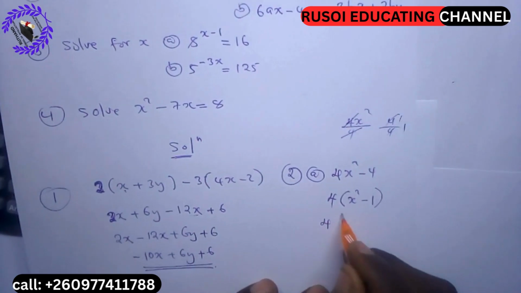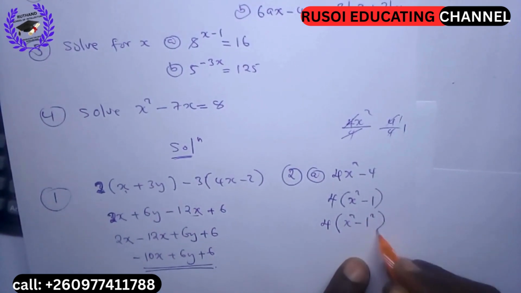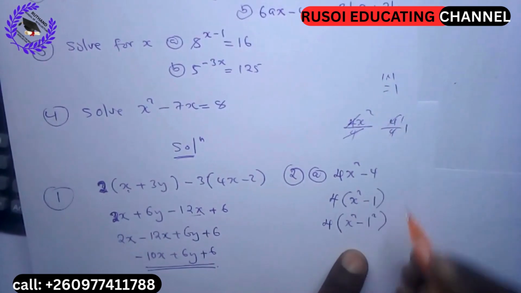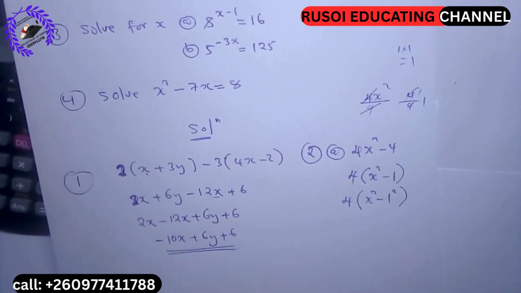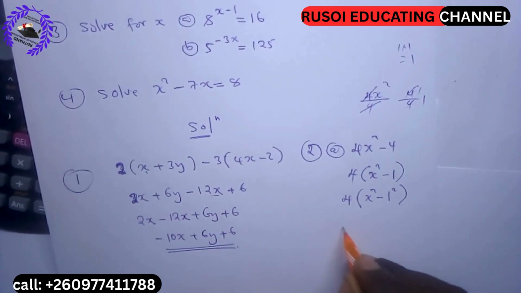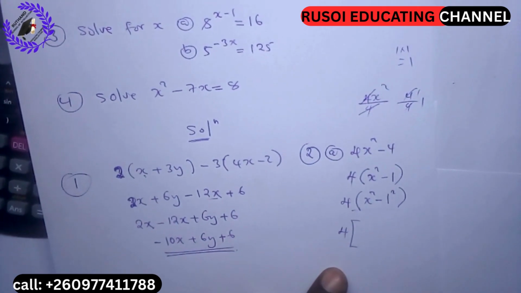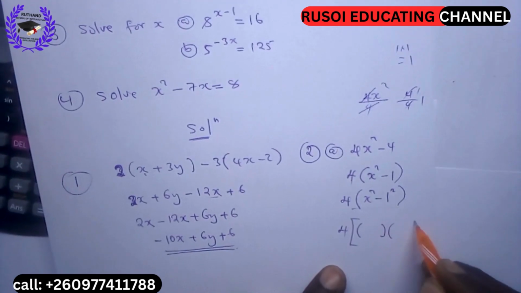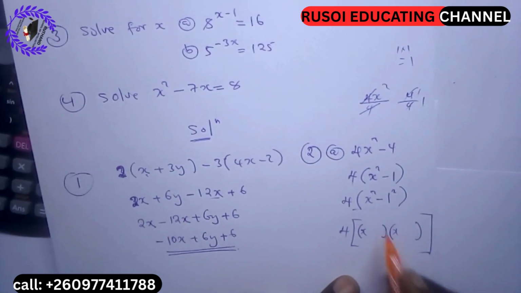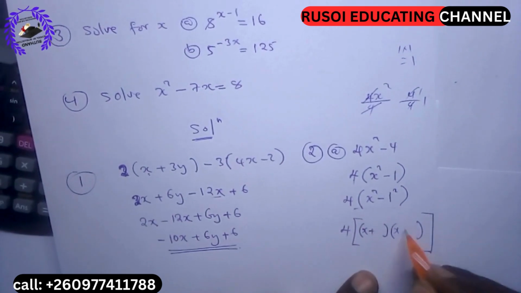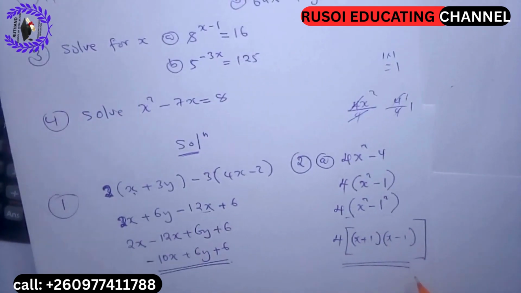So here you are going to say 4 open bracket x squared, minus 1 squared, because 1 multiplied by 1 will give you a 1. So it's just the same, there is no change which I've done there. So you're going to say 4 open bracket, and here you're going to open two square brackets. There is one x here, you're going to put x, and there is another x here. Here you're going to put positive, here you're going to put a negative, here you're going to put 1, here you're going to put 1. So that will be the end of the question.